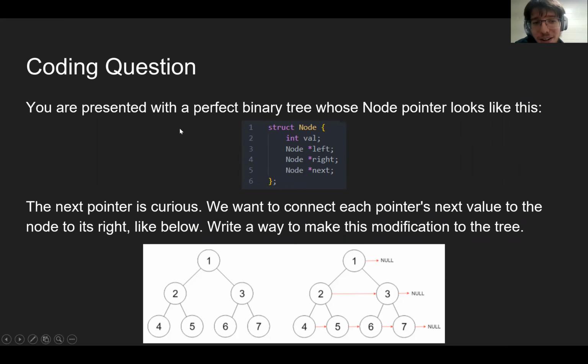So if we're given a perfect binary tree, with next pointers that look like this, right? Each next pointer is currently null. We want to connect each node's next pointer to the node to its right, like below. So I want to write a way to make this modification to the tree.